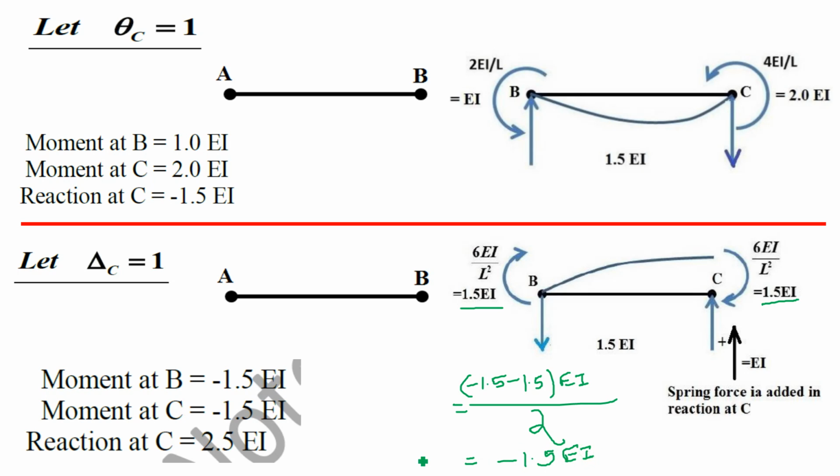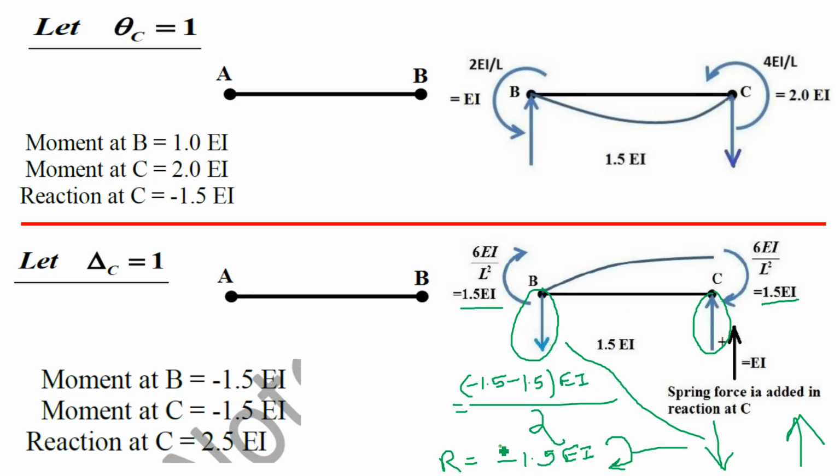That is the reaction. The minus sign represents clockwise, so the reaction couple will be anti-clockwise. Anti-clockwise means left downward, right upward. Remember, this minus sign we have used to decide the nature of the couple of the reaction.